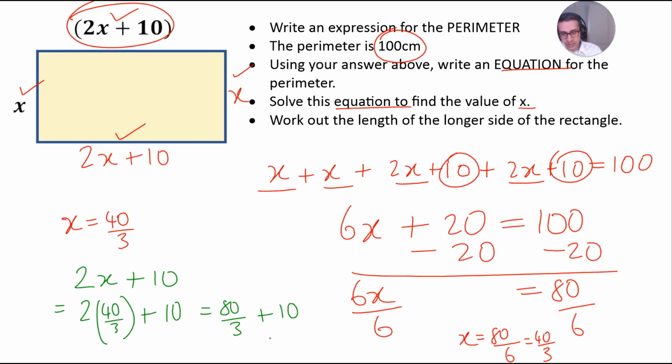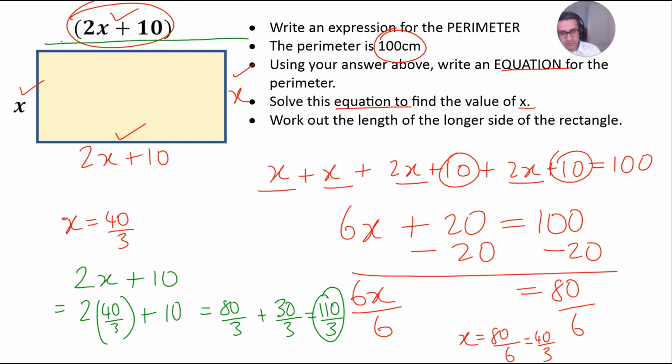Now, we can write 10 as a fraction over 3. So something divided by 3 gives you 10. So it's just another way of writing 10. We're just going to add this up. It's going to be 30 over 3. So that's still just the number 10 in a different way. So 80 thirds plus 30 thirds is 110 over 3. So that is the length of this side, 110 over 3.